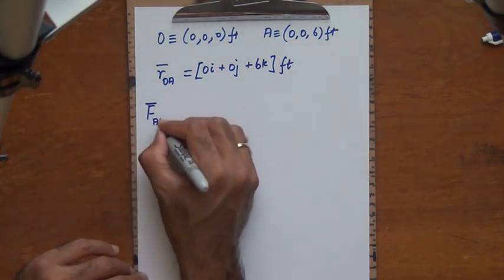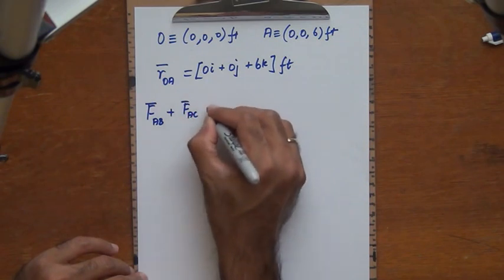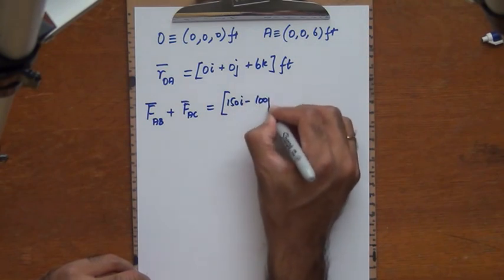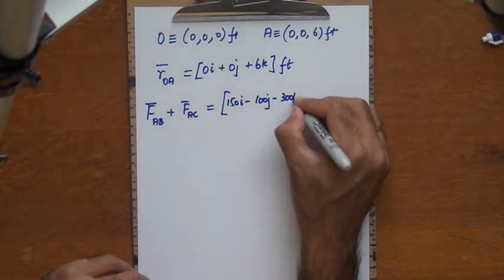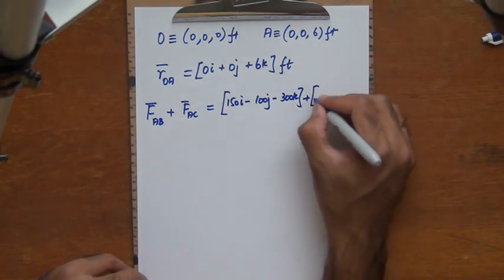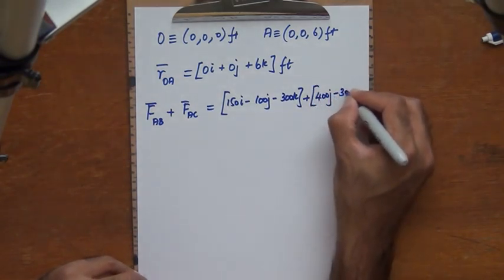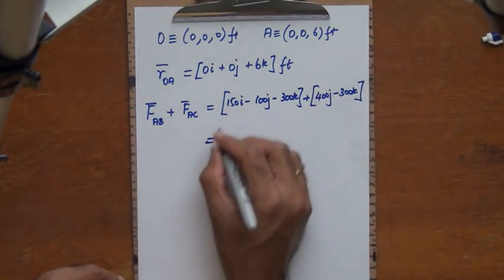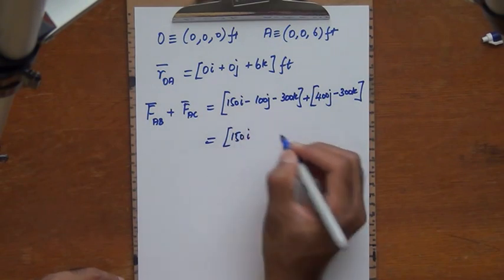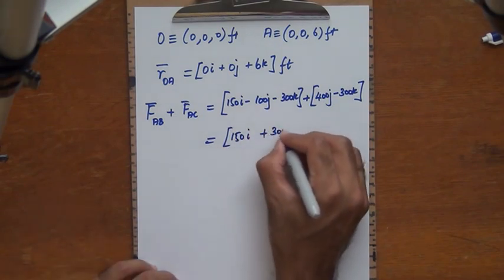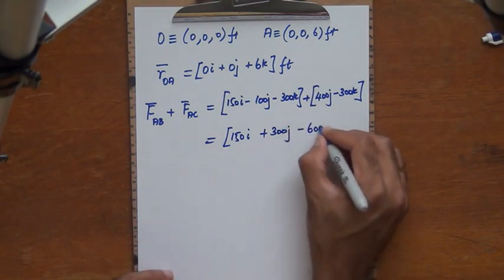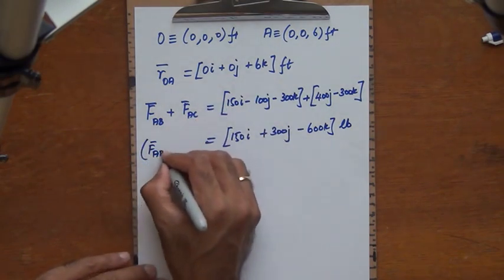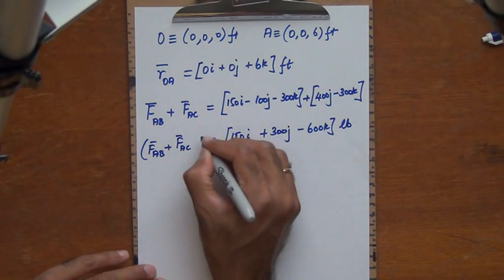FAB plus FAC, this is going to be 150i minus 100j minus 300k plus nothing in the i, 400j, 300k, and this is equal to 150i plus 300j minus 600k, so many pounds. So this is going to be FAB plus FAC.